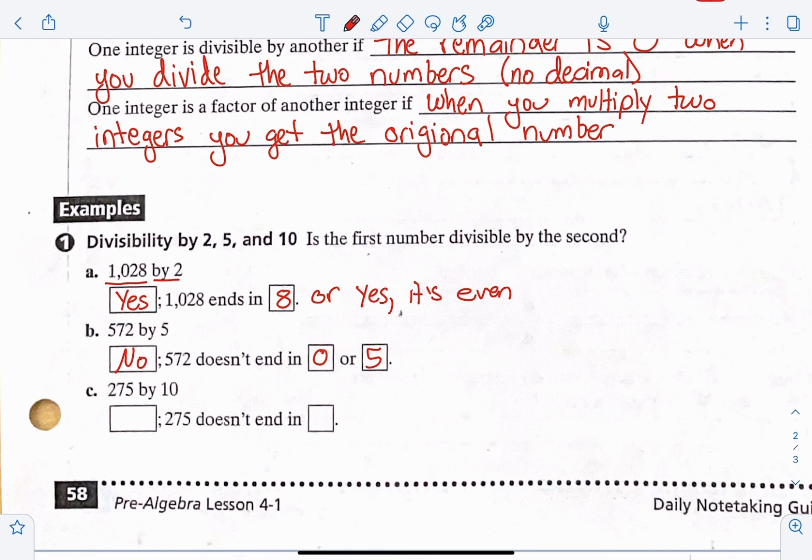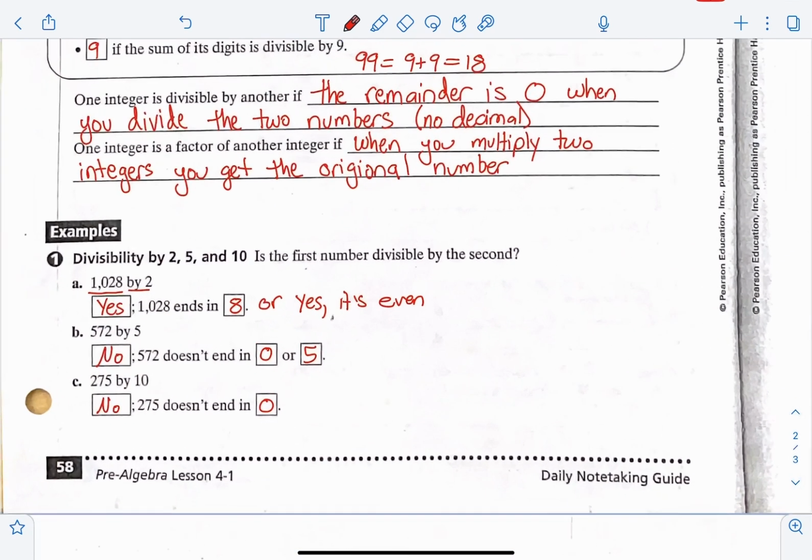Is 275 divisible by 10? No, because it doesn't end in a 0. Up above on our rules, we said it was divisible by 10 if it ended in a 0. Okay, so if it doesn't end in a 0, then that's your answer to why it's not divisible by 10. All right, page 2.